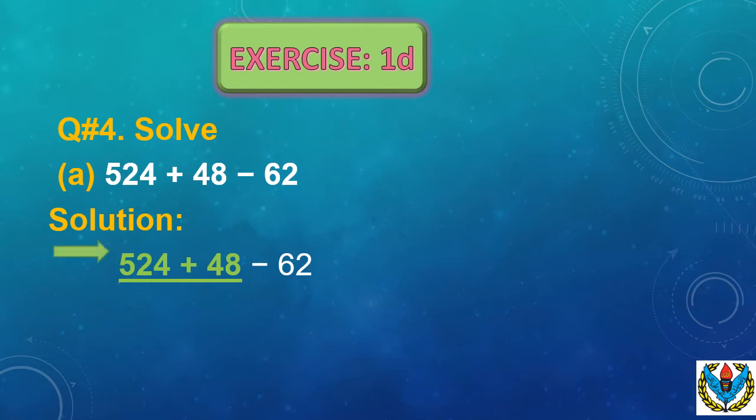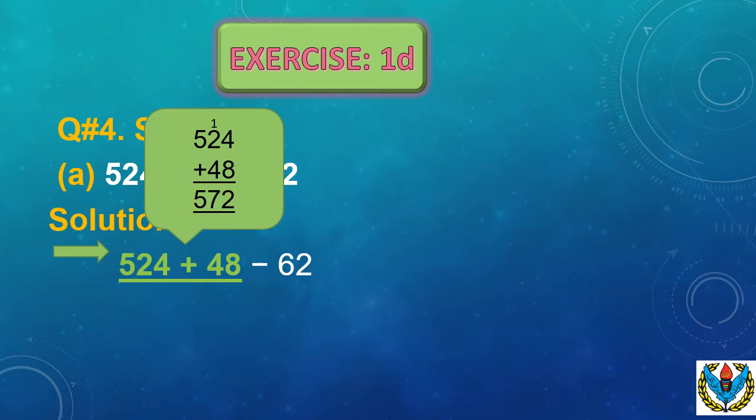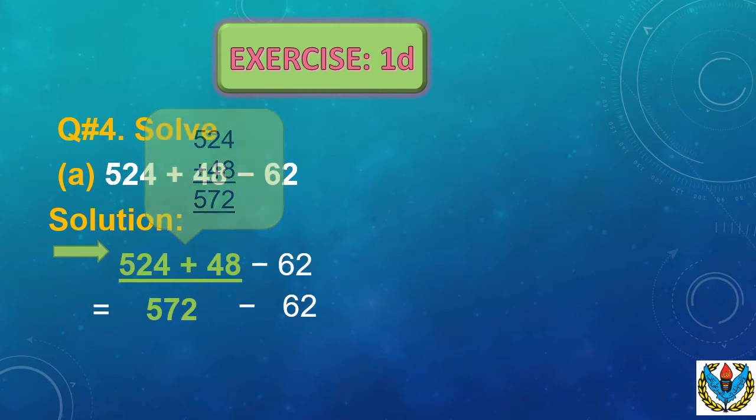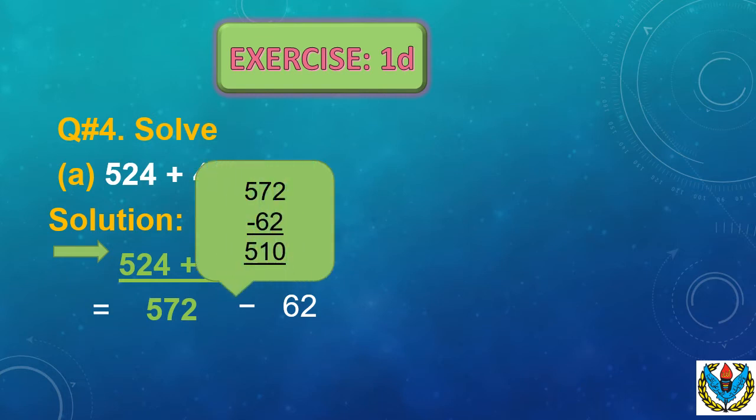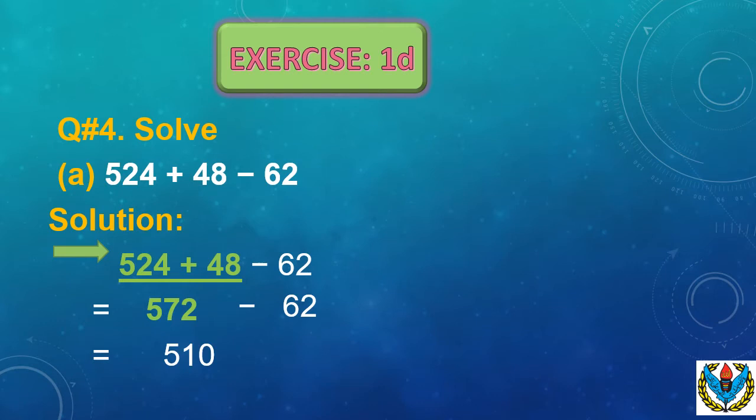And on its left side here is the addition operation. We have to add 524 and 48, and we will get 572. So in the next step we will write 572 and minus 62 will come as it is. Now here is only one operation which is left, 572 minus 62. So we will subtract them, and by subtracting we will get 510. So we will write 510 in the last step, and this is the final answer.